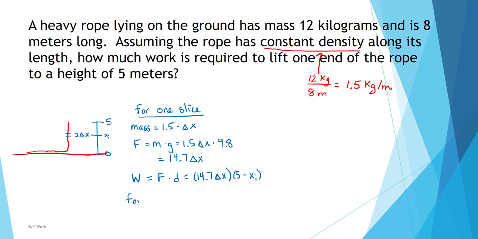Okay, now what we need to do is add up the work that has to be done for all these little slices of rope, right? Each of these little slices has a certain amount of work. We need to add it all up. So we're going to sum from i equals 1 to n, 14.7 times 5 minus x sub i delta x, because that's our expression for the work for each slice. Okay, now we're just going to let the number of slices, the n, go to infinity.